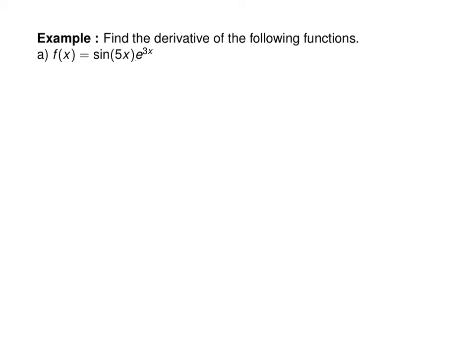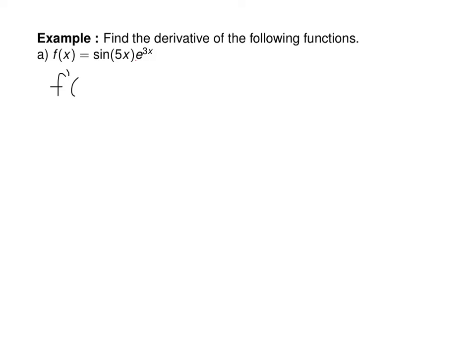All right, let's find the derivative of this function. We have sine of 5x times e to the 3x. Now, to find the derivative of this function, we have to use two rules. We have to use the product rule and the chain rule. So the product rule says that the derivative of a product, if we have a first function and a second function, is the derivative of the first function times the second, plus the first function times the derivative of the second. So in practice, here's what that means.